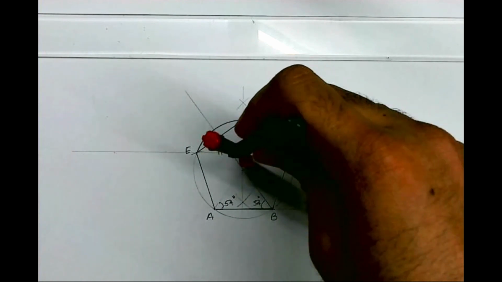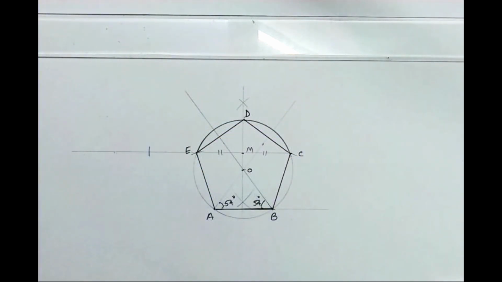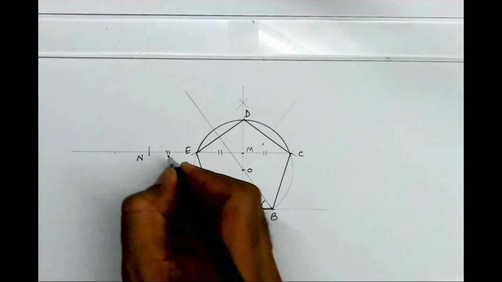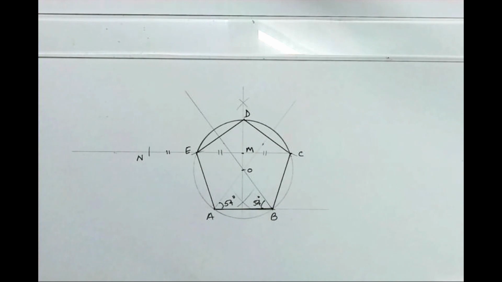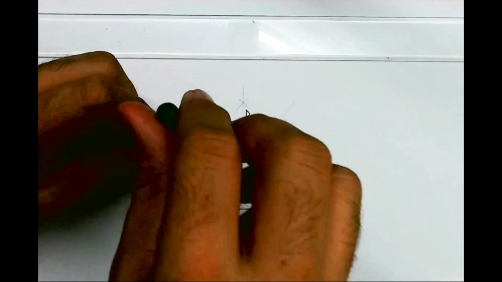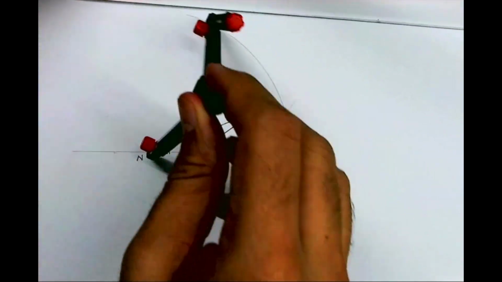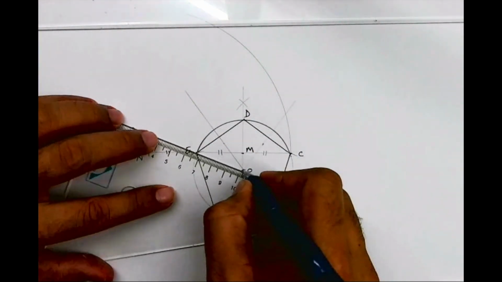So we'll take MC and we'll cut from E. We'll get point N. So all these three lengths are the same. See this, MC, EM and NE. Now I'll take N to C and I will draw an arc. After drawing an arc, I will join O to E.